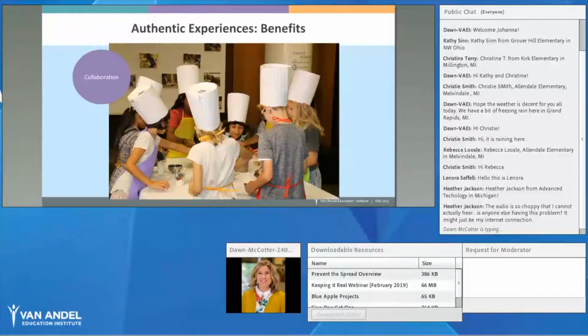Other benefits of those authentic learning experiences is that the students are going to be collaborating. They're going to be collaborating not only within the classroom, but there are opportunities for them to collaborate outside the classroom. We'll talk about some ideas later.